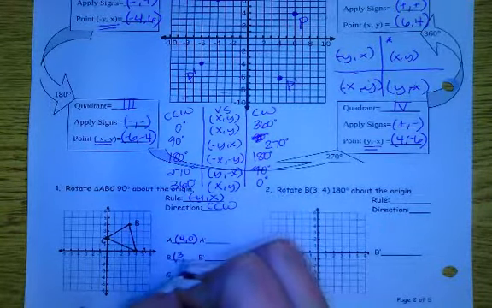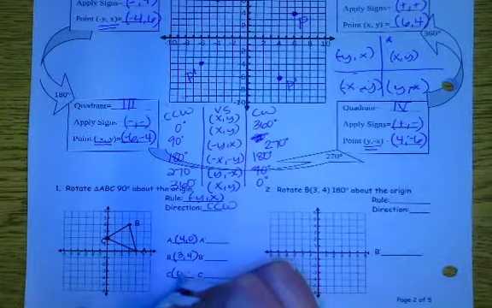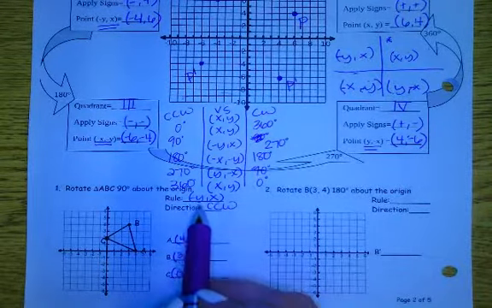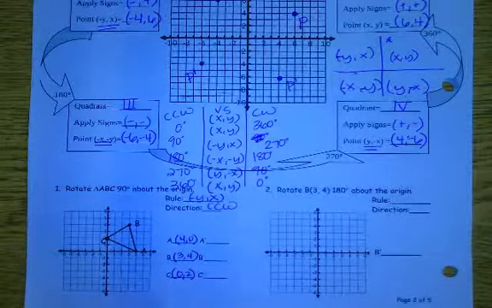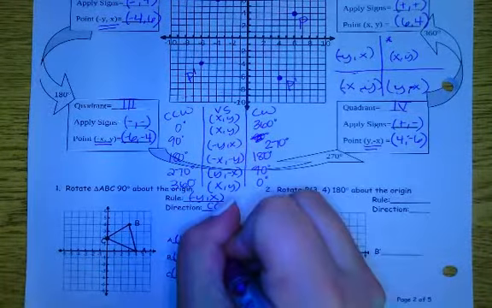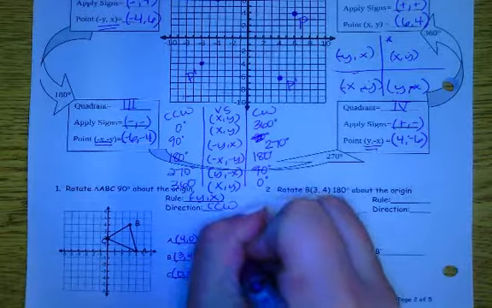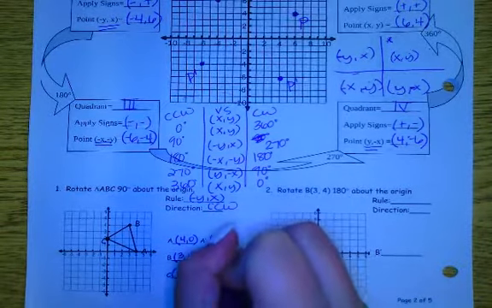Okay, so applying my rule, opposite y, x, where's A prime? 0, 4. B prime? And C prime? Sweet.